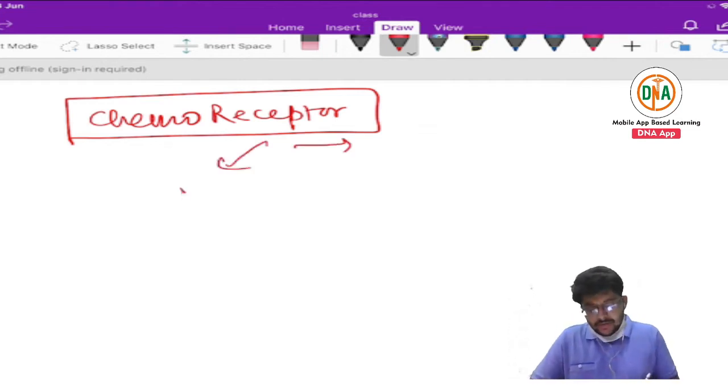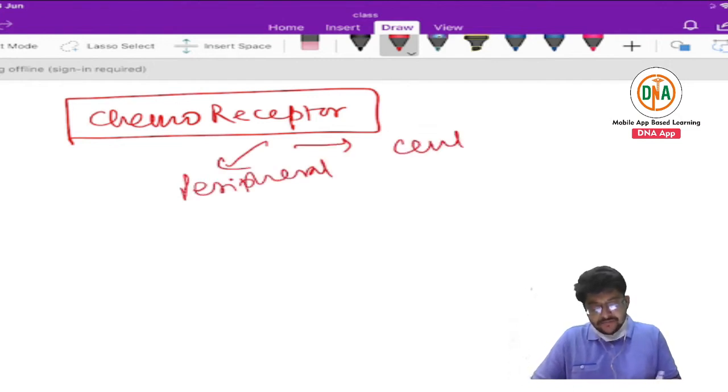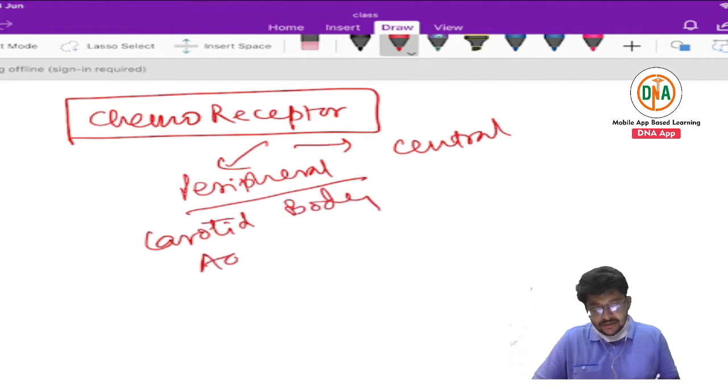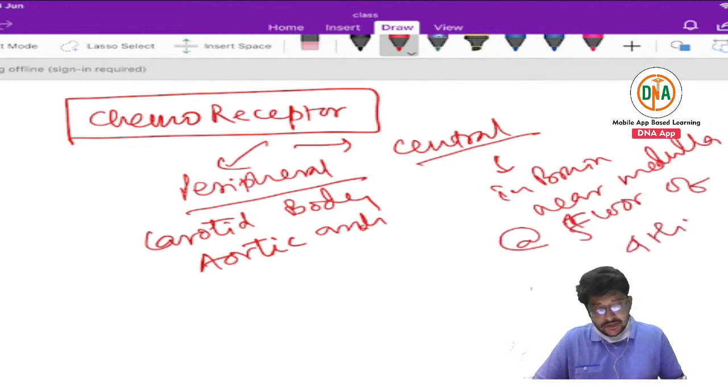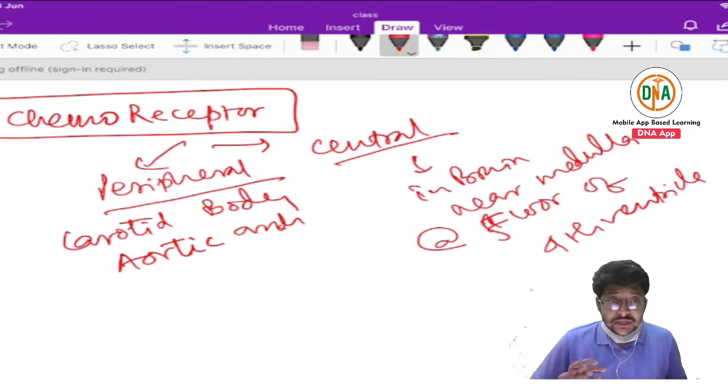So there are two types of chemoreceptor. One is the peripheral chemoreceptor, the other is the central chemoreceptor. Peripheral chemoreceptors are the carotid body and the aortic arch, whereas the central chemoreceptors are present in the brain, near the medulla, at the floor of the fourth ventricle. This is not the heart ventricle, this is the brain ventricle, at the level of the fourth ventricle.